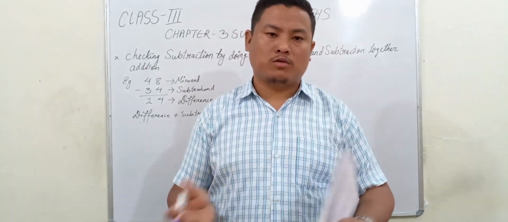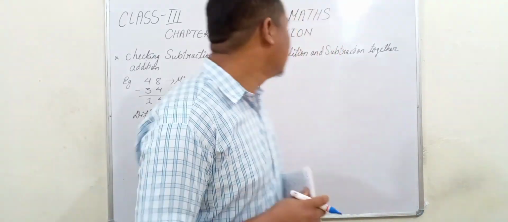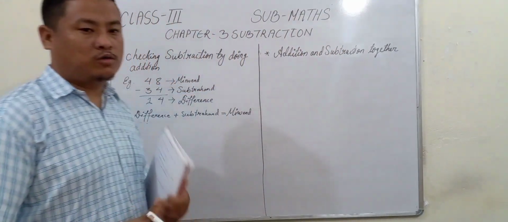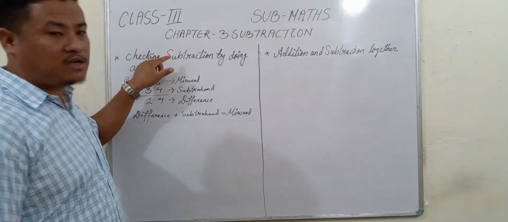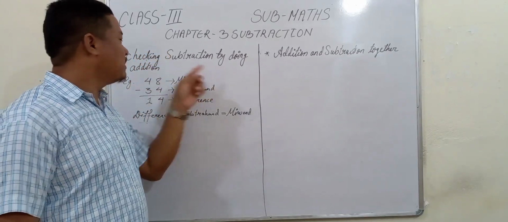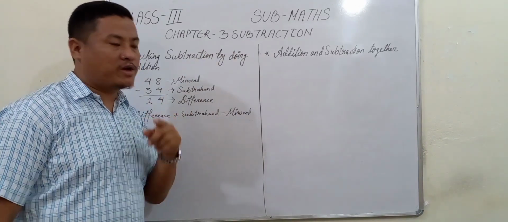So children, today also we'll continue the same chapter number 3, that is subtraction. Today we'll learn these two topics. First, checking subtraction by doing addition. And point number 2, addition and subtraction together.